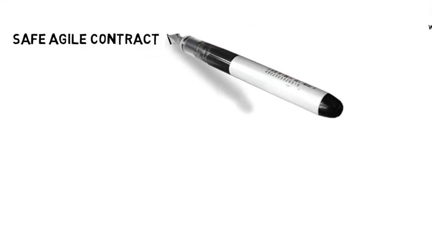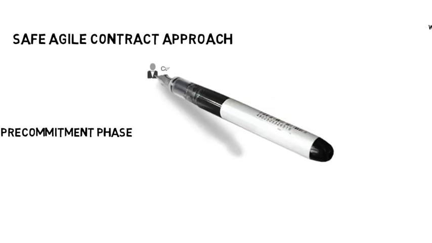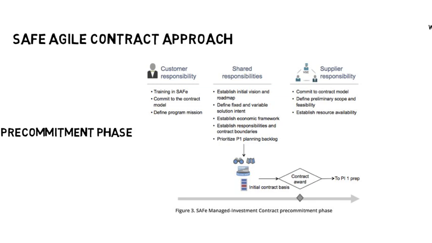Now, let's go into the SAFe Agile contracting approach. So it basically has two pieces. One is the pre-commitment phase, and the second is called the contract execution phase. So let's look first at the pre-commitment phase. In the pre-commitment phase, the customer and supplier are going to work together, and they're going to come up with terms, which is nothing new.